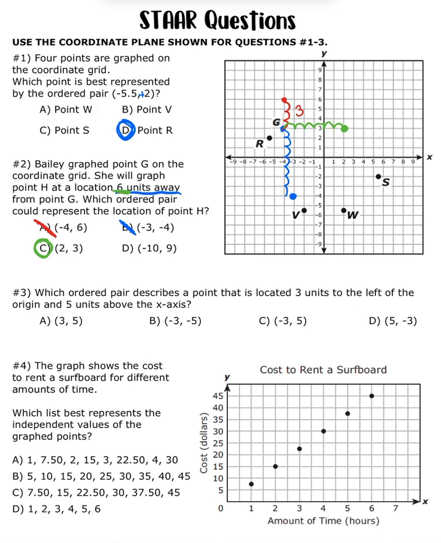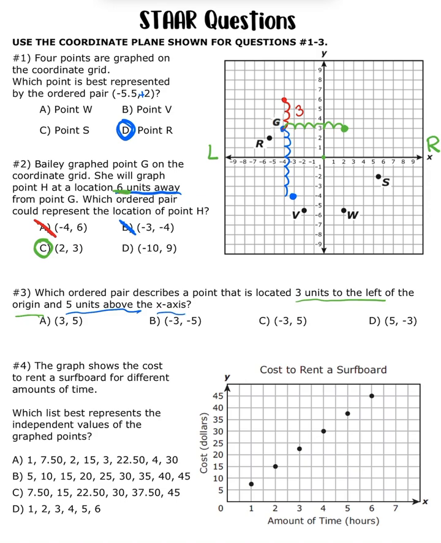All right, number 3. Which ordered pair best describes a point that is located 3 units to the left of the origin and 5 units above the x-axis? Okay, so we got lots of good vocabulary there. So we want 3 units left. So if you don't know your lefts and your rights, we need to know that. So this side is my right side. This is my left, and we're talking about the origin. So we're gonna start in the middle, right, left, okay? And then 5 units above the x-axis.